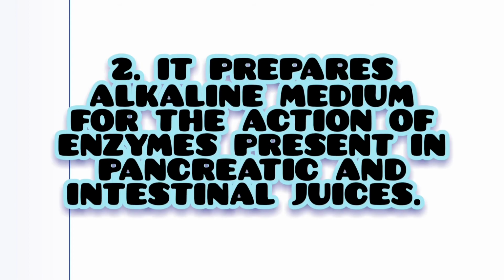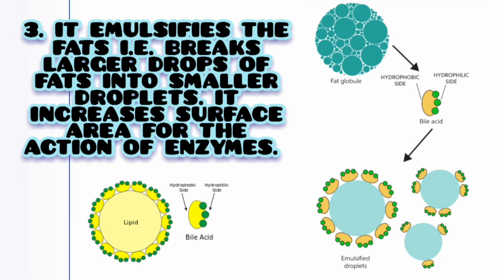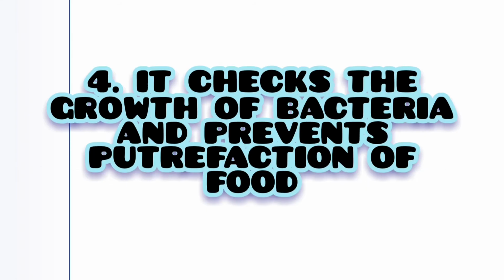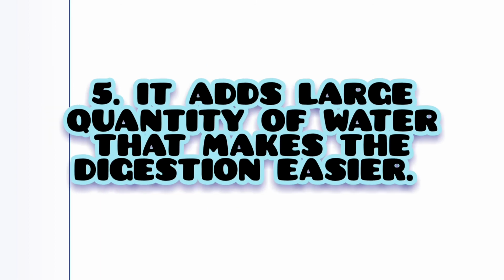Second, it prepares an alkaline medium for the action of enzymes present in the pancreatic and intestinal juices. Third, it emulsifies the fats, that is, breaks larger drops of fats into smaller droplets. It increases surface area for the action of enzymes. Fourth, it checks the growth of bacteria and prevents putrefaction of food. Fifth, it adds a large quantity of water that makes the digestion easier.